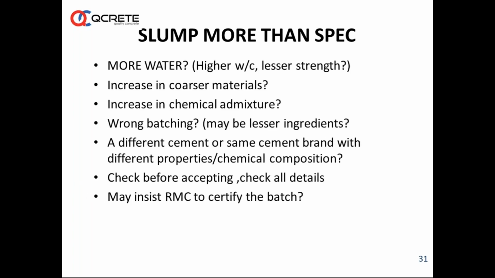If the slump is more than the specification, it can be because of more water, an increase of coarser materials, an increase of chemical admixture, wrong batching, a different cement, or the same brand with different properties. So here we will definitely have a problem with brand to brand variation, and the same brand giving different slumps. Unfortunately, many times ready mix companies cannot recognize this, even the cement companies cannot recognize it, or even if we recognize it sometimes, it is not encouraged to acknowledge it.